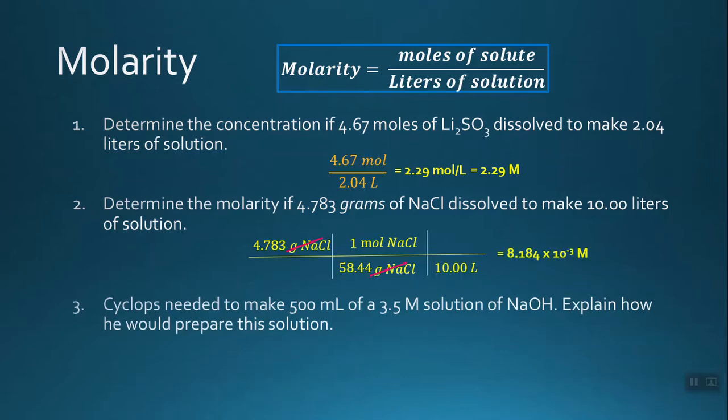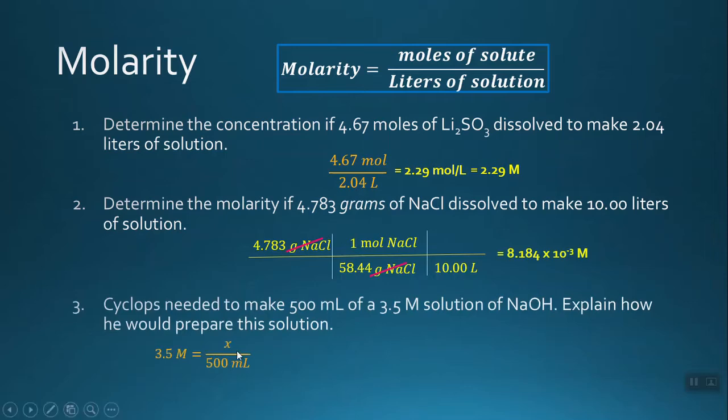Last one, Cyclops needed to make 500 milliliters of a 3.5 molar solution of sodium hydroxide. Explain how he would prepare the solution. Now, before we could even explain how Cyclops can make this solution, we got to first solve for something, right? So we're going to set it up in our formula, and it looks something like that. And what do you notice about this that is different from the formula?